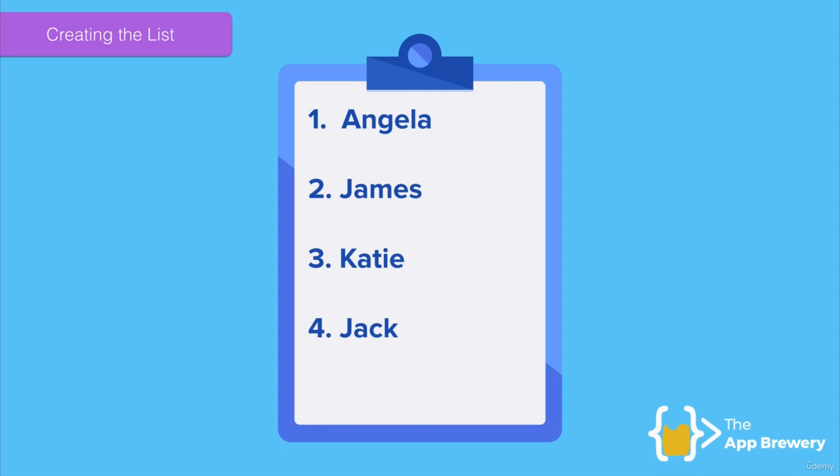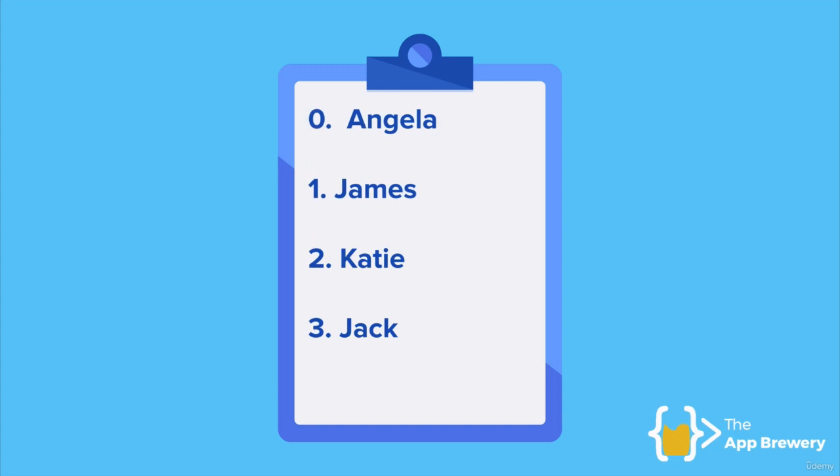And remember that when we're dealing with computers, they always start counting from 0. So that means that the first item is actually going to be the 0th item in the list, and then the order goes on logically. So when you're picking items from the list, you would refer to them by their index. So in this case, Angela is at index 0 and Katie is at index 2.